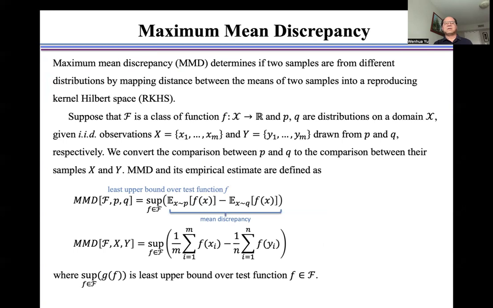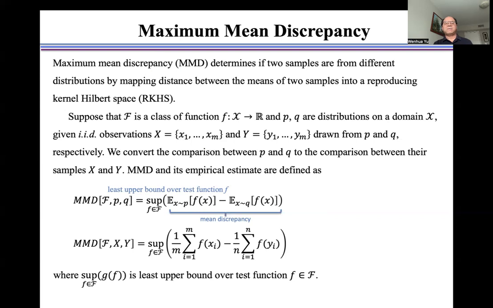Suppose that F is a class of functions f, and P and Q are distributions on a domain X. Given i.i.d. observations X and Y drawn from P and Q respectively, we convert the comparison between P and Q into the comparison between their samples X and Y.